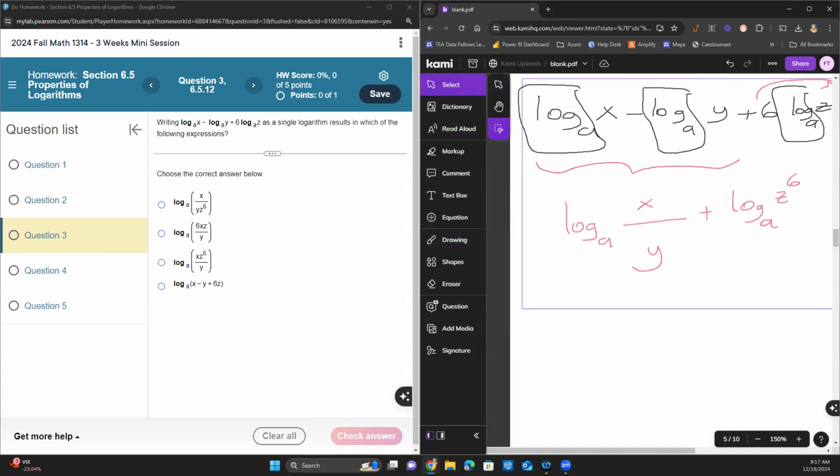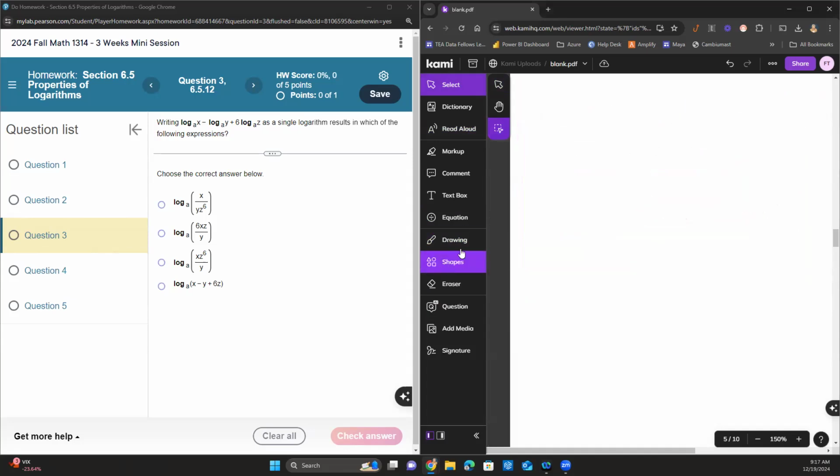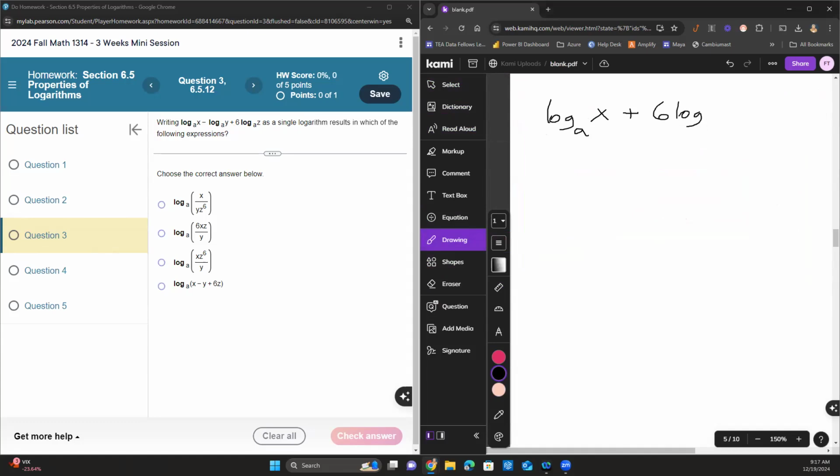It will be smarter if we combine the positive terms first. So the first one is log base a of x, and then I'm just going to write the positive 6 log base a of c first, and then I'm just going to put the negative 1 at the end, log base a of y. And then before I use the properties, I'm going to make a little change.